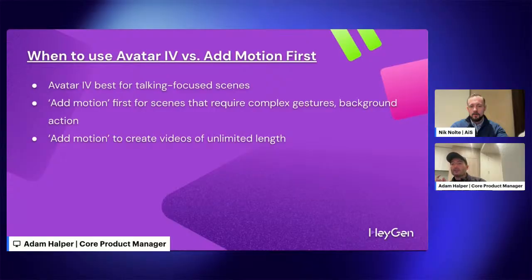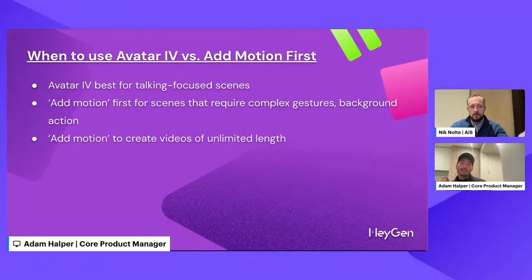On HeyGen, if you're familiar with the photo avatar, generating looks and then adding motion, there are now two options. One option is you start with the photo, and then within your avatar looks page, you can add motion to that photo and custom prompt what you want that motion to be. Now with Avatar 4, you don't have to do that. You can go straight from photo to video and get full body, full background motion. It looks realistic, and all that motion is driven by the script rather than added before the script. So when do you use which?